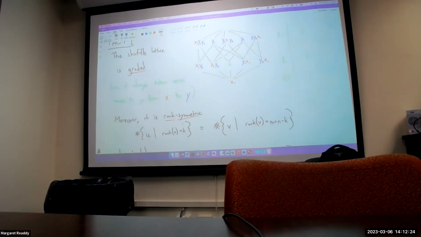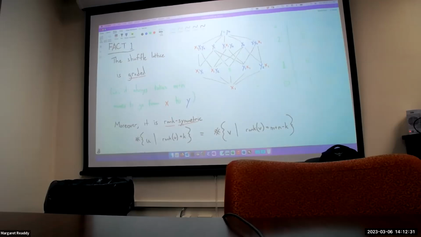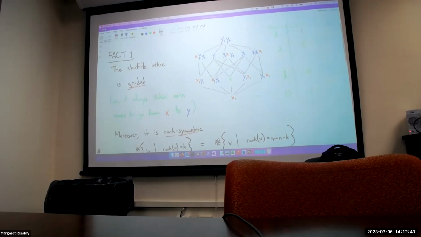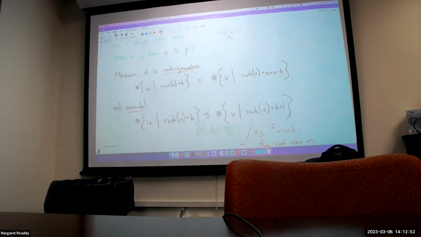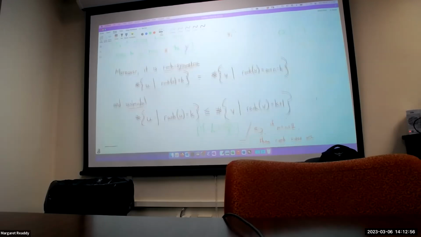And so once you have a graded lattice, you can ask how many elements there are in each rank and see if there's any interesting pattern there. This one is known to be rank symmetric. That means that the number of elements at, say, rank 1 equals the number of elements at rank m plus n minus 1. In general, you're going to see this palindromicity in the sequence of rank sizes. So here I see 1, 5, 5, 1. And it's also a unimodal sequence, so we're going to be increasing up to the middle rank and then decreasing after that point.